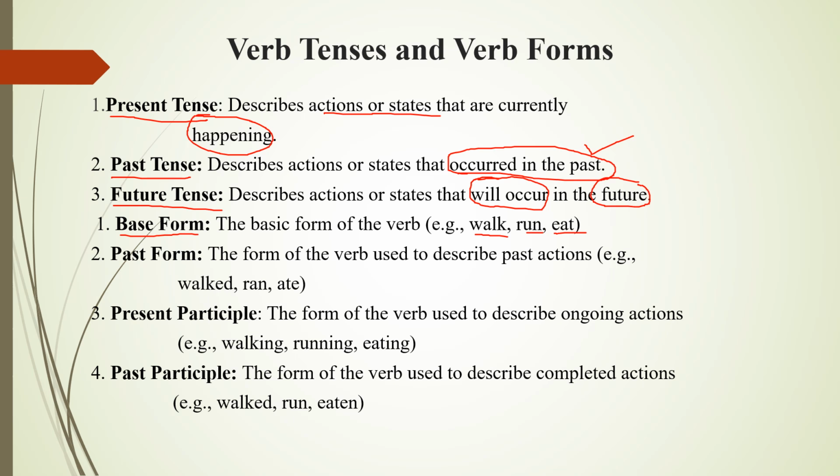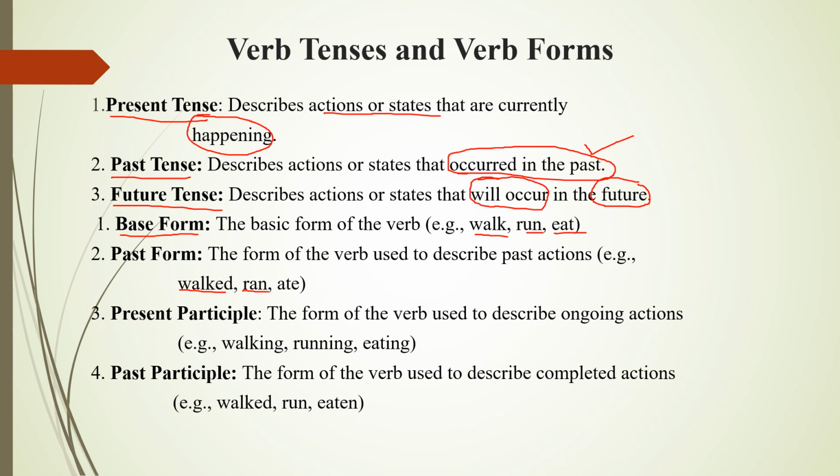Then past form. The form of the verb used to describe past actions is called the past form, and it is generally made by using ed, like we say walked, talked. Sometimes it is an irregular verb also, so it is made in a certain irregular way, like run or ran, ate, etc. Then we have present participle.